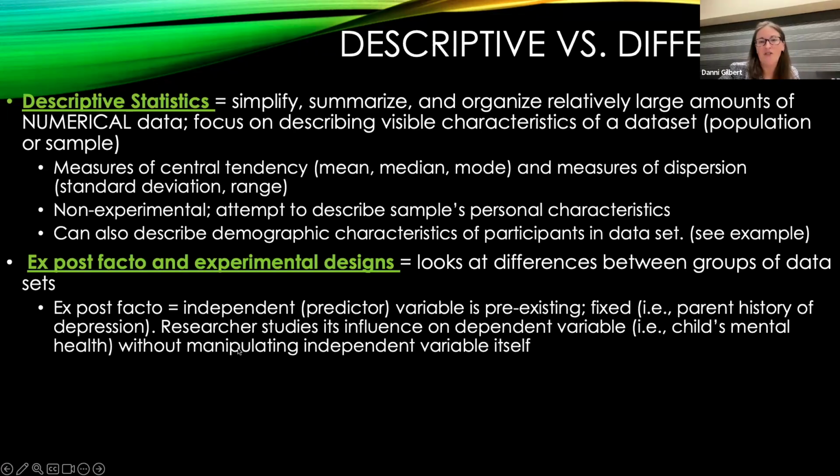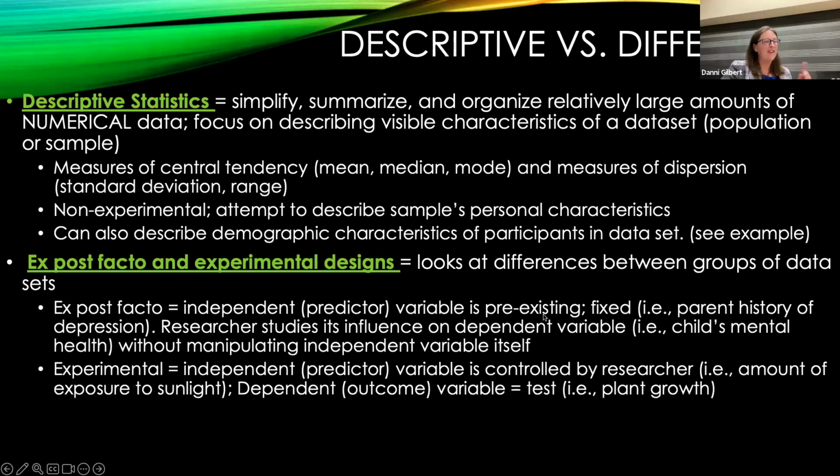That's something that's already there. And what I'm studying, the dependent variable, is the child's mental health. I'm not manipulating the independent variable itself, but I'm seeing if a child's mental health is dependent on, or somehow caused or shaped by, the parent's history of depression. In experimental research, we have an independent variable, the predictor, and the dependent variable, or the outcome. But in this case, the researcher is controlling the independent variable.